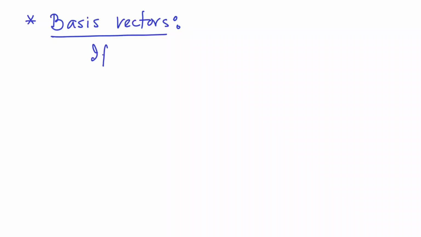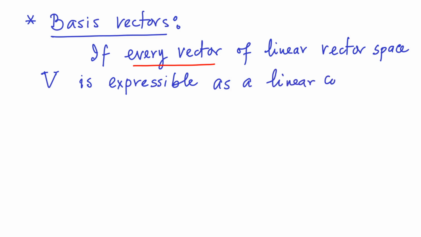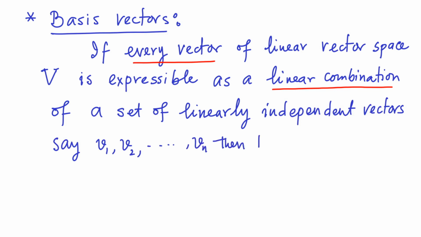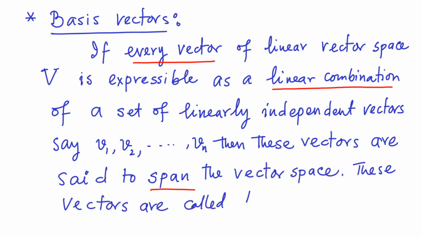Let us now introduce the concept of basis vectors. If every vector of a linear vector space capital V is expressible as a linear combination of a set of linearly independent vectors, say v1, v2, ..., vn, then these vectors are said to span the vector space. These vectors are known as the basis vectors.